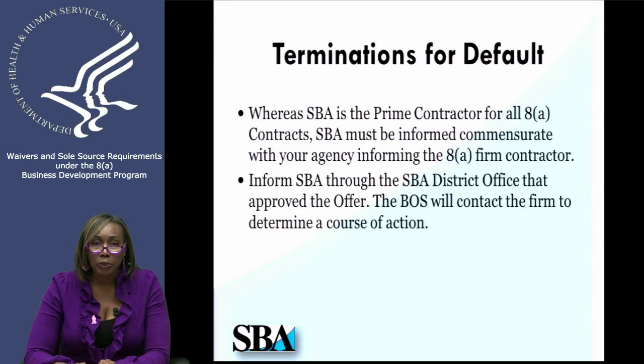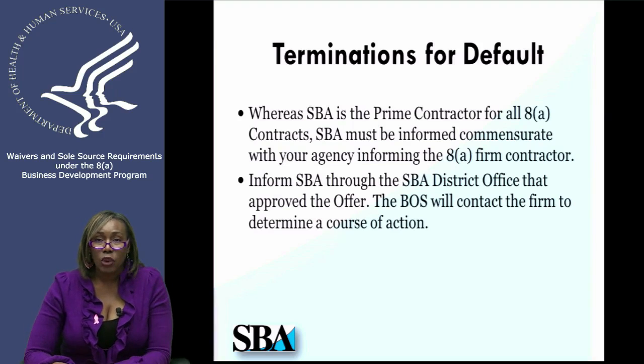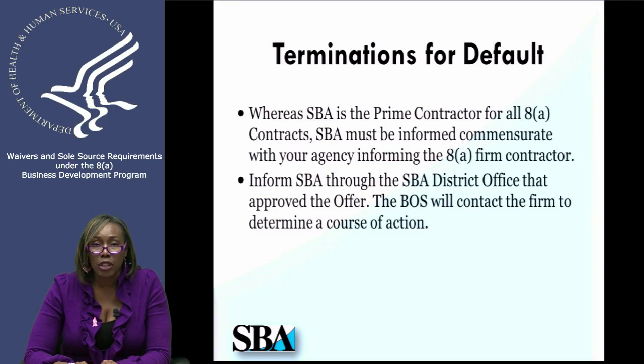Terminations for default, where SBA is the prime of the contractor for small 8A contracts, SBA must be informed again if the CO has any interest in T for D-ing the company. You must inform the business opportunity specialists. So please make sure that any of these actions, termination for defaults, exercising options, termination for convenience, show cause letters, all of these actions, because we are the prime of the contract, you should always notify the Small Business Administration.